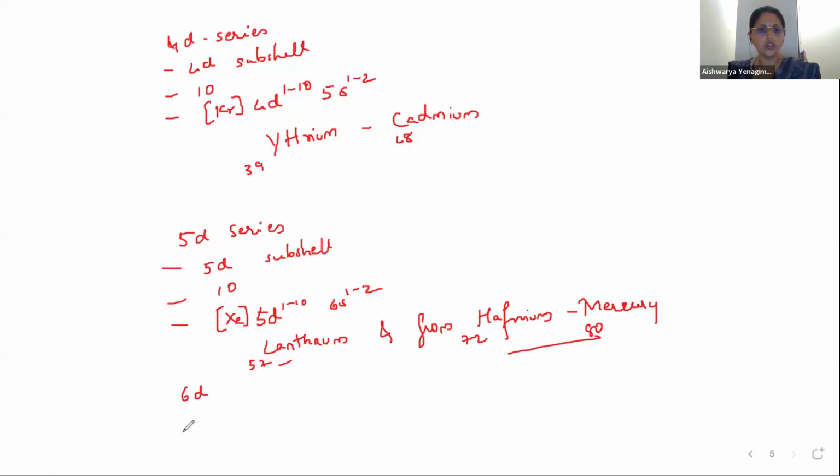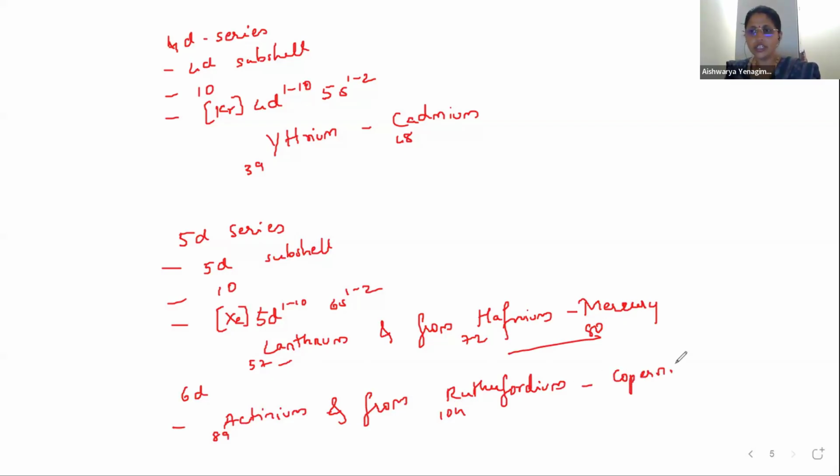You have the 6d series also. There are 10 elements. It starts from actinium, atomic number 89. Actinium is one element, and then from rutherfordium, atomic number 104, to copernicium, atomic number 112. So these are about the 3d series, 4d series, 5d series, and 6d series.